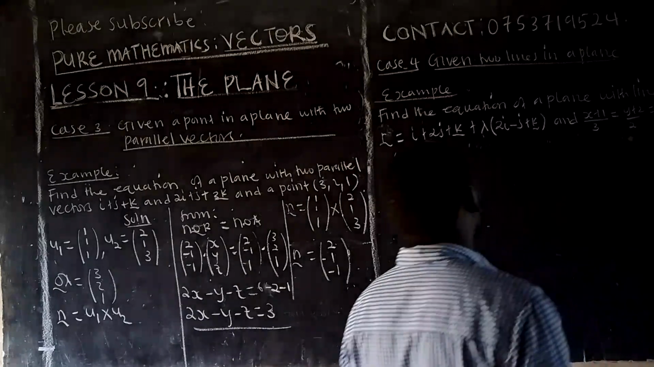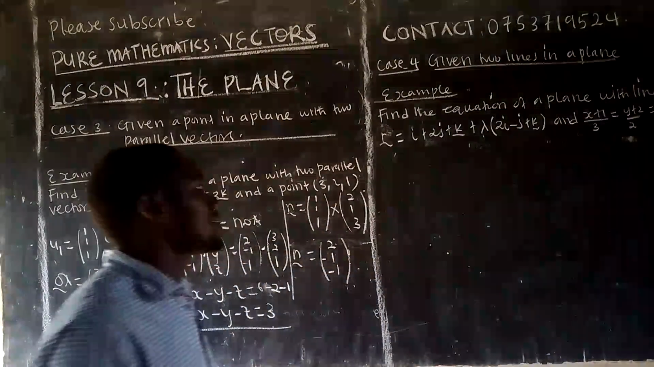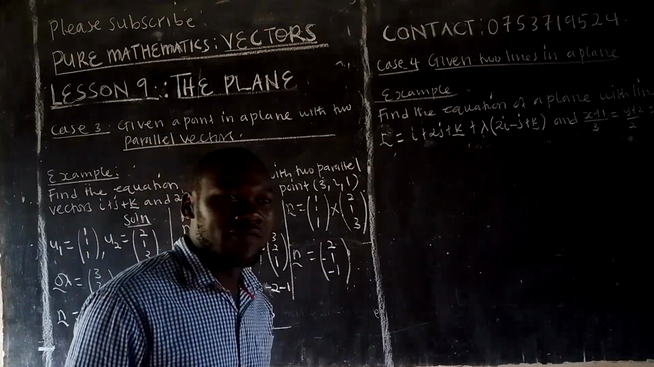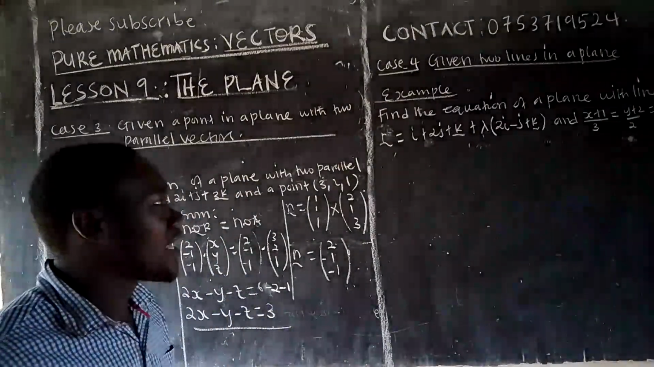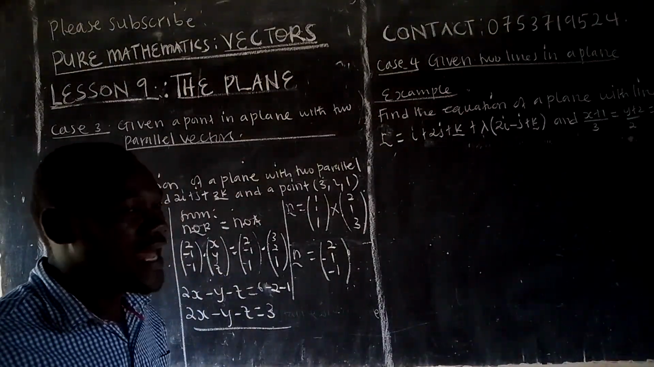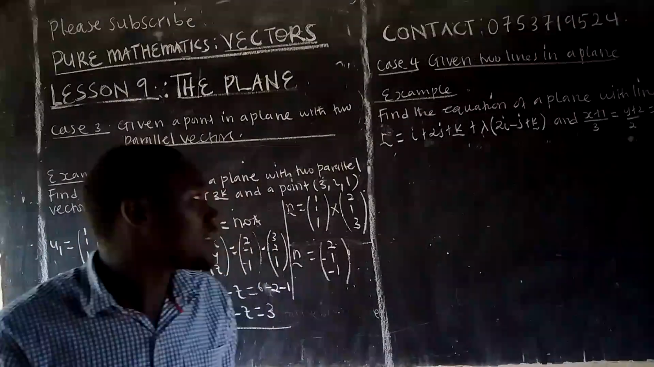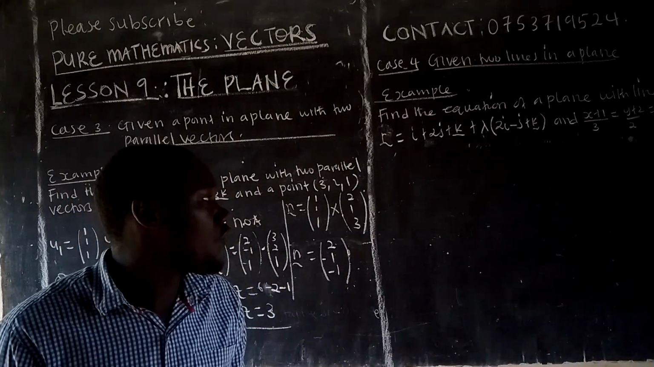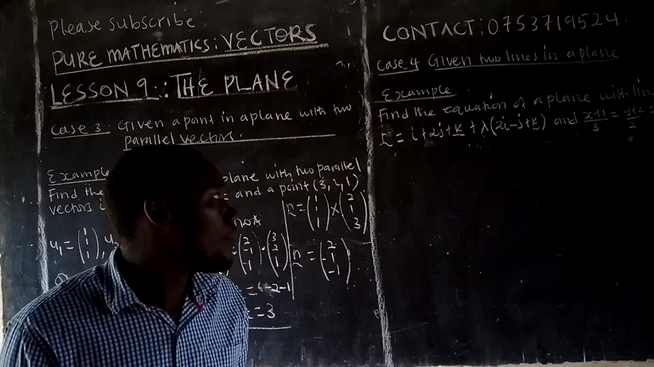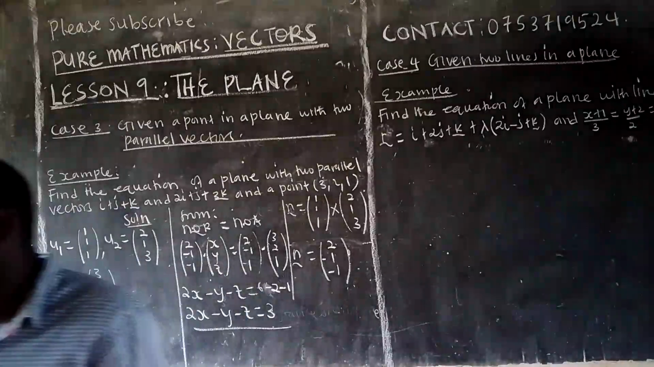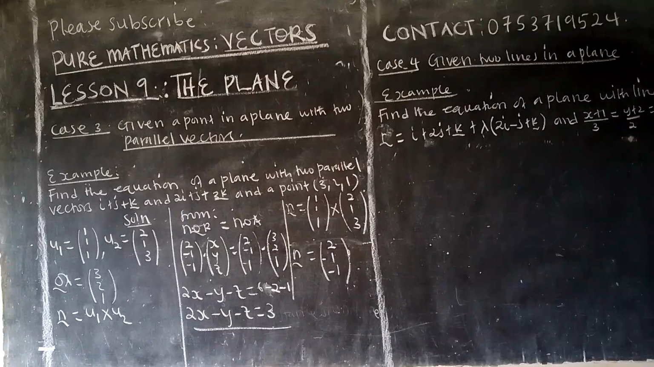Okay, find the equation of a plane with lines. Now we have two lines. They've only given us lines, and now they want the equation of a plane. So what are we going to do? What are we going to do in simple terms?